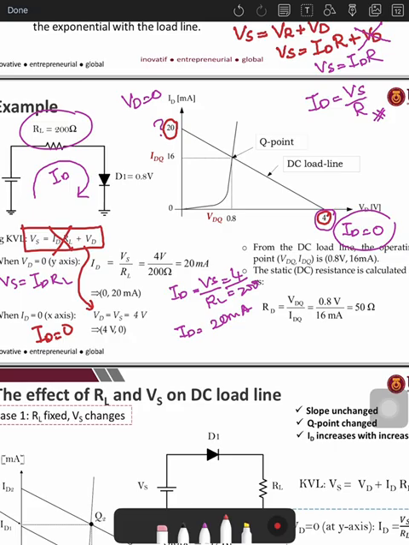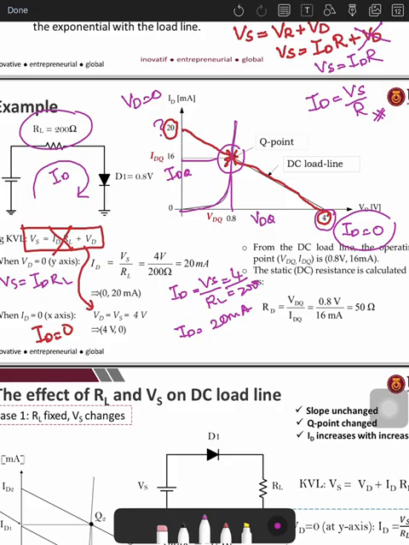After that, you have to connect the DC load line, the saturation point and also the cutoff point. Then the intersection between your diode response, this is your diode response, and your load line is actually your Q point. Usually we refer to VDQ and IDQ, the best performance of your diode.